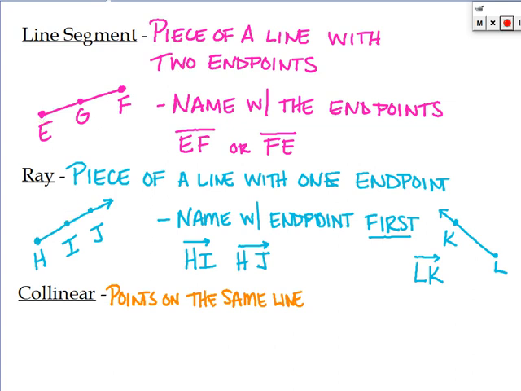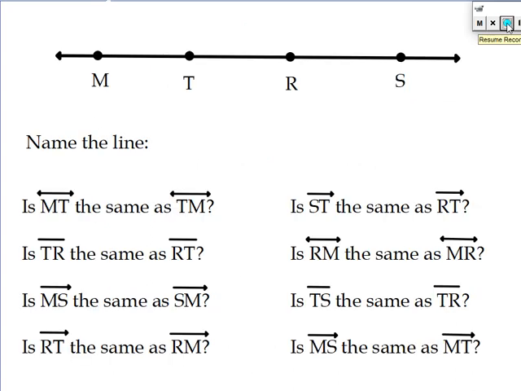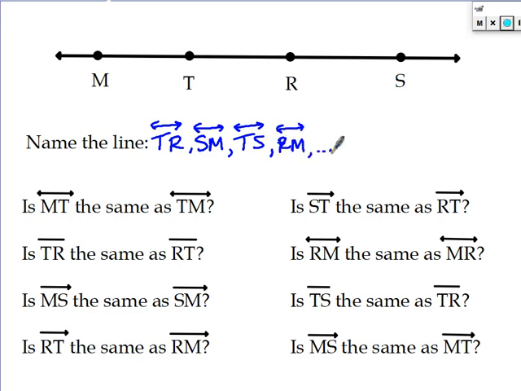So here's some practice on all of those definitions that we just did. So first it says to name the line. So again, if you're naming a line, that means it's going to go on forever. You can pick any 2 points you want. So there's a ton of different answers here. So let's say TR with a line. That works. Let's say SM with a line. That works. Let's say TS with a line. That works. And RM with a line. That works. Okay? And so on. You can pick any 2 points you want, and the order doesn't matter. Lines are the easiest ones to name.